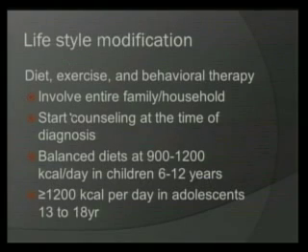Now, according to the Academy of Nutrition and Dietetics guidelines, the diet should be between 900 to 1200 calories per day in children between 6 to 12 years of age. That is associated with both short and long-term improvement if it is incorporated with lifestyle changes. And calories should be not less than 1200 for patients 13 to 18 years of age.